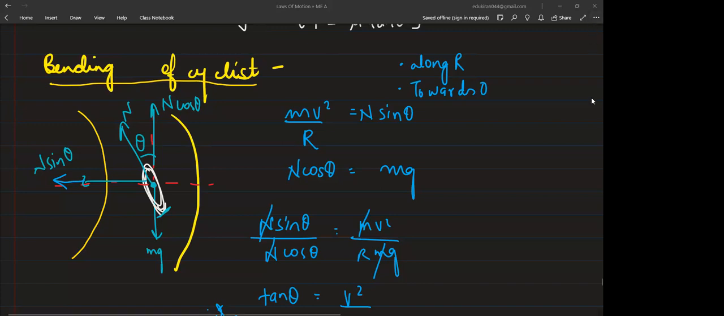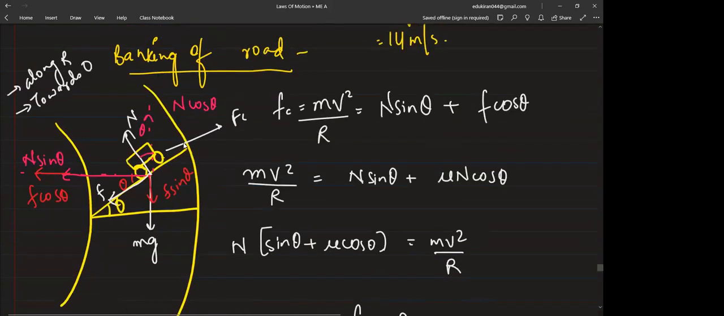Why did we take f cos theta and f sin theta in this case? Because the frictional force is acting along the inclined plane, so it is of no use to us as it is. Only these two components will help in the centripetal force and the circular motion. So we resolved the frictional force into components. One component along the axis became cos theta, and the perpendicular one became sin theta. That's why we took f cos theta and f sin theta.